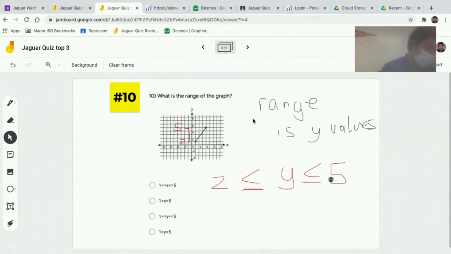So then we can eliminate this and this, because it has x. So it's going to be answer choice C. For answer choice G to have been correct, it would have had to have been an open dot like this in the same location. Then answer choice G would have been correct. The black dot means it can be equal to.